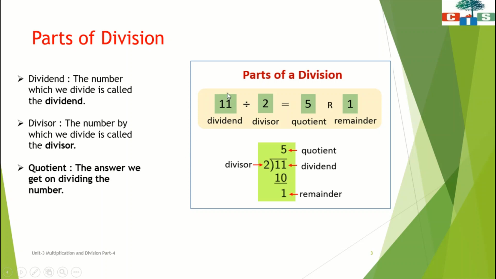Now next, the quotient: the answer we get on dividing the number. When we divide 11 by 2 we get the answer 5. That is known as quotient. And last is remainder, the number left over is called remainder. So here we have remainder as 1. So when we divide 11 by 2 it will give quotient as 5 and remainder as 1. So these are the different terms of division.